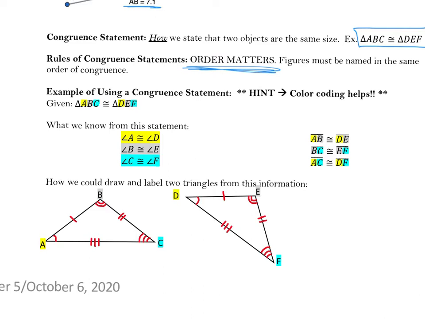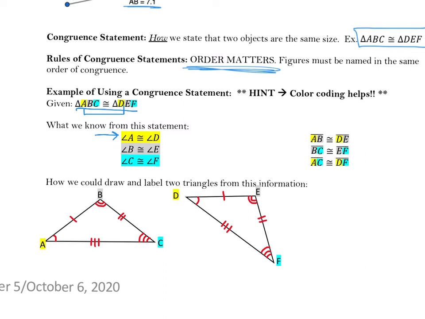So let's look at this congruent statement down here. It's the same statement. We're just now going to be using colors to kind of help us see a clearer picture of what's happening here. So again, we have triangle ABC is congruent to triangle DEF. So what this tells me, the order of this, is that A is the first letter in the first triangle and D is the first letter in the second triangle. That tells me that angles A and D are congruent to each other.